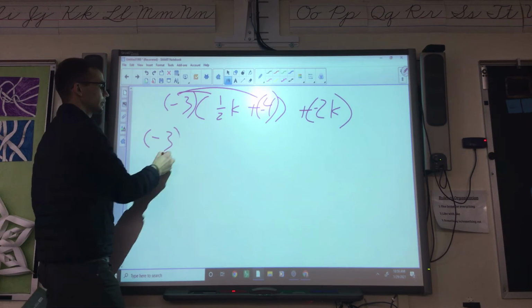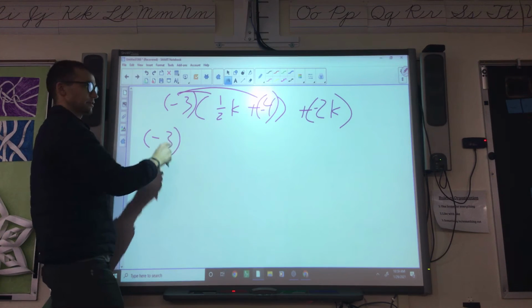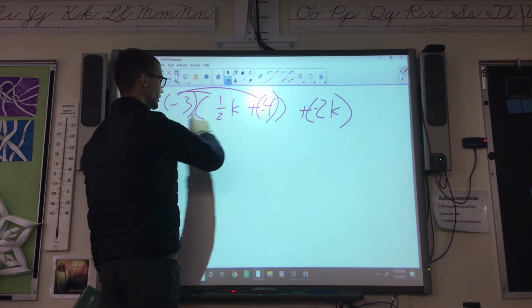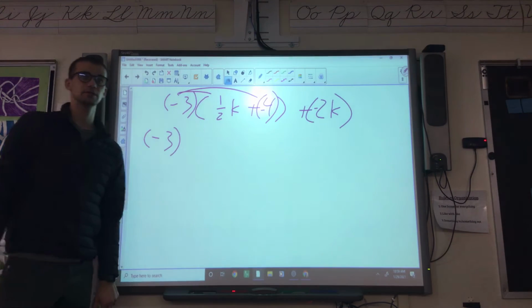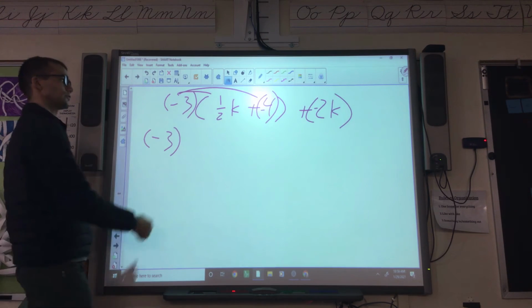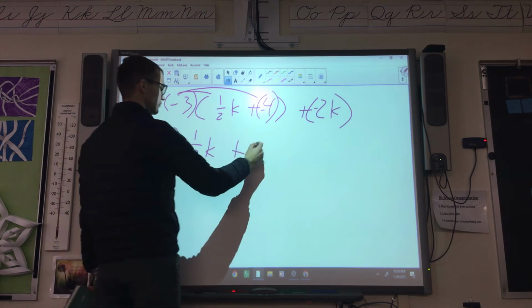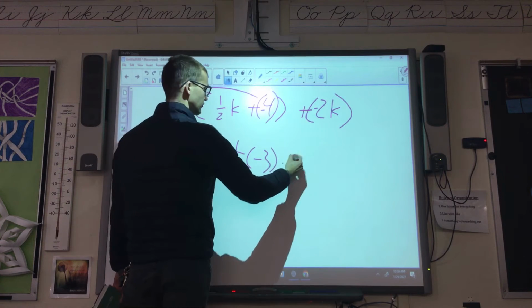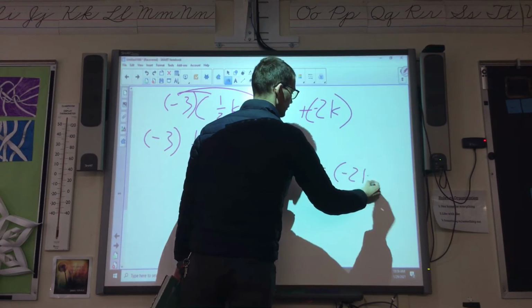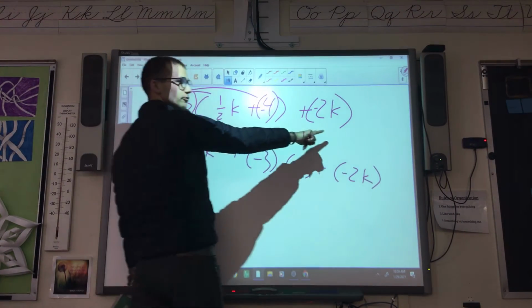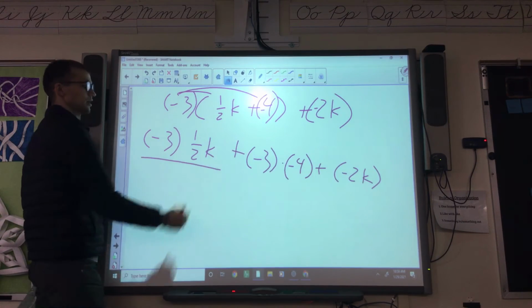This is one I would really caution you on: don't just do negative 3 times a half k in your head, because this is where people make mistakes. Before you only had one set of parentheses, now we have 1, 2, 3, 4 sets of parentheses. That can get a little bit sticky if you're not going really slowly. So negative 3 times 1/2 k plus negative 3 times negative 4 plus negative 2k. And remember, this does not get distributed to this, only the stuff inside the parentheses.